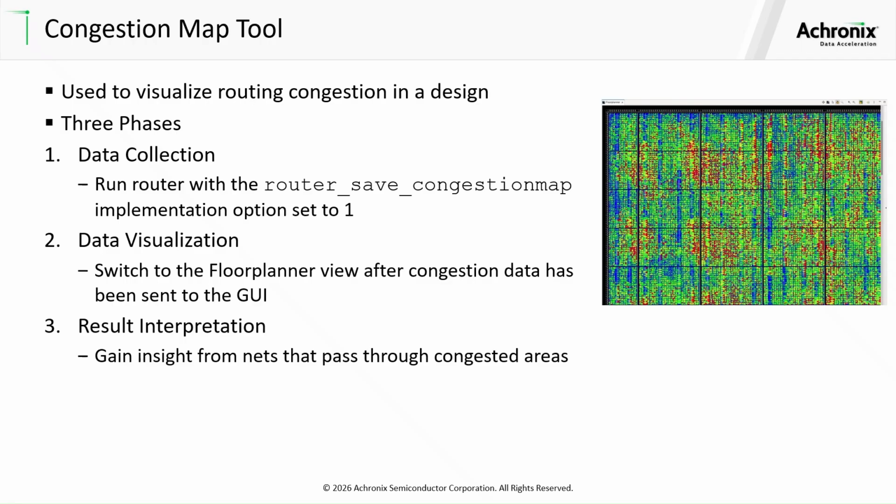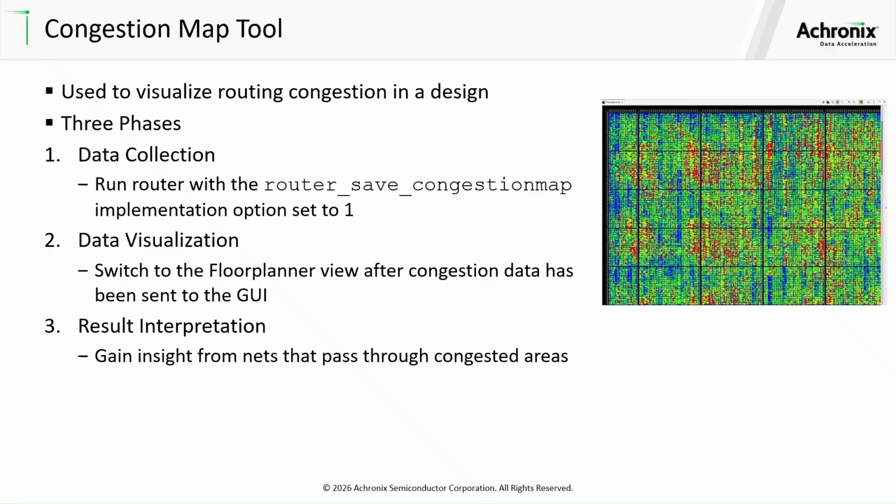In the second phase, to visualize the congestion data, you'll need to send the congestion data to the GUI by either restoring the routed ACXDB file or using the report congestion show in GUI command. Once the data is loaded, go to the floor planner view, expand the file panel, and turn on one of the congestion map views to visualize the results.